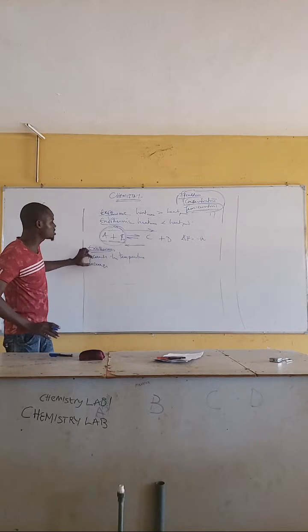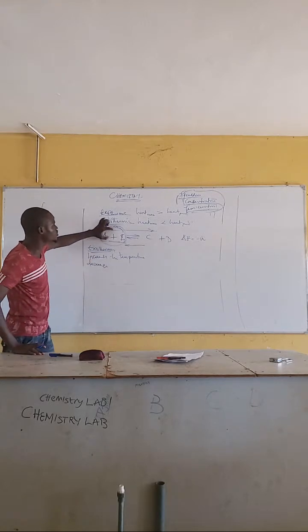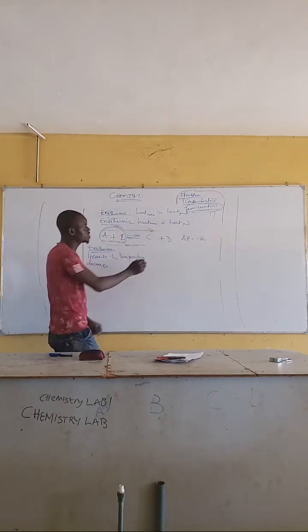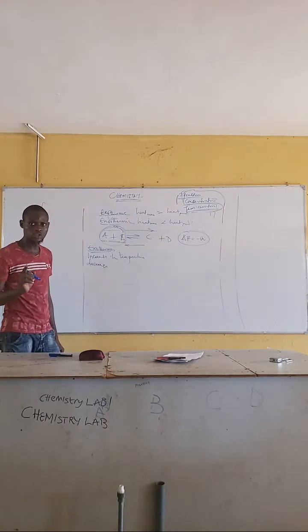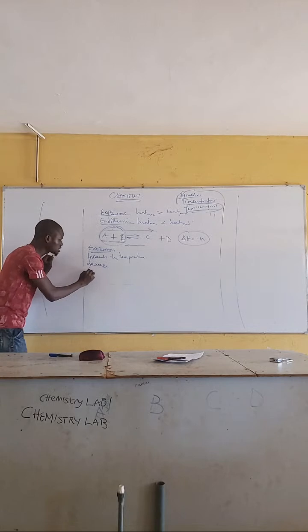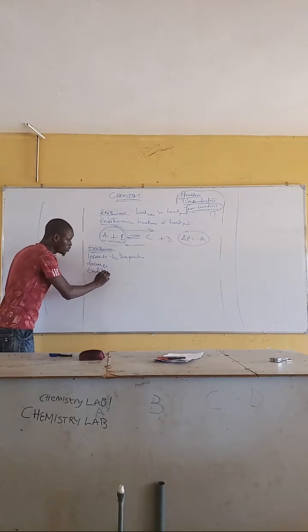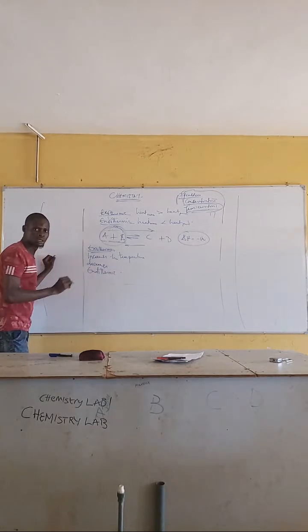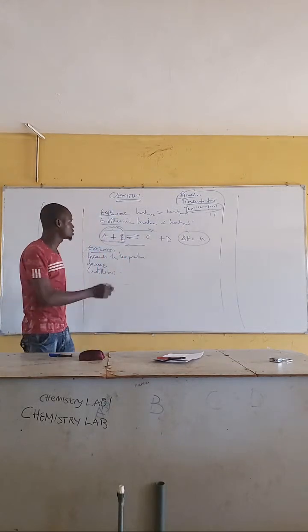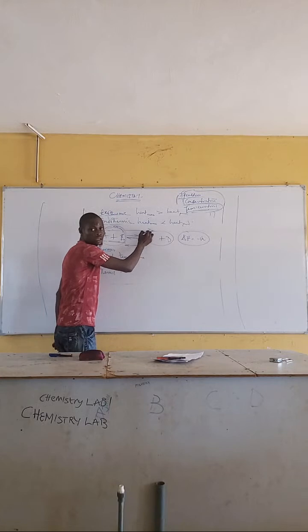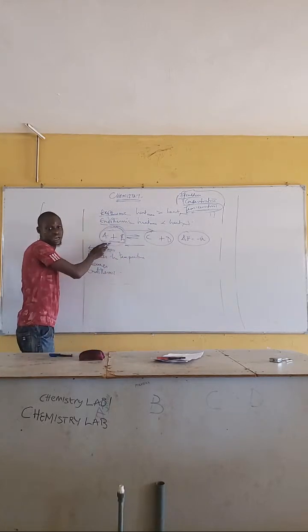Because a decrease in temperature will only favor the forward reaction if the reaction is exothermic. Now, for an endothermic reaction, this is what we know: the heat of the products is more than the heat of the reactants.